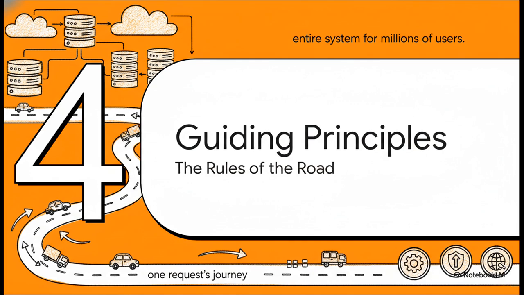Okay, so we followed one request from start to finish. But now, let's zoom out. Let's look at the big picture principles that architects use to make sure this whole system works reliably, not just for you, but for millions of users at once. These are the rules of the road.